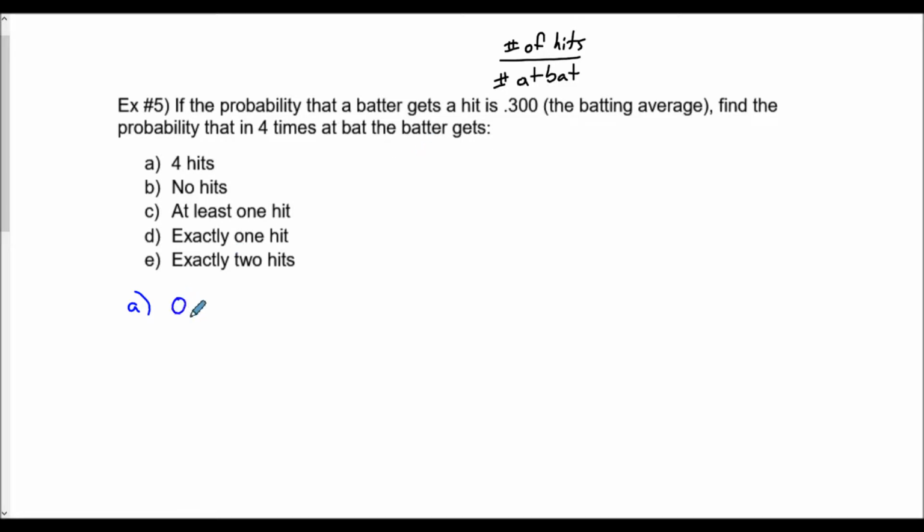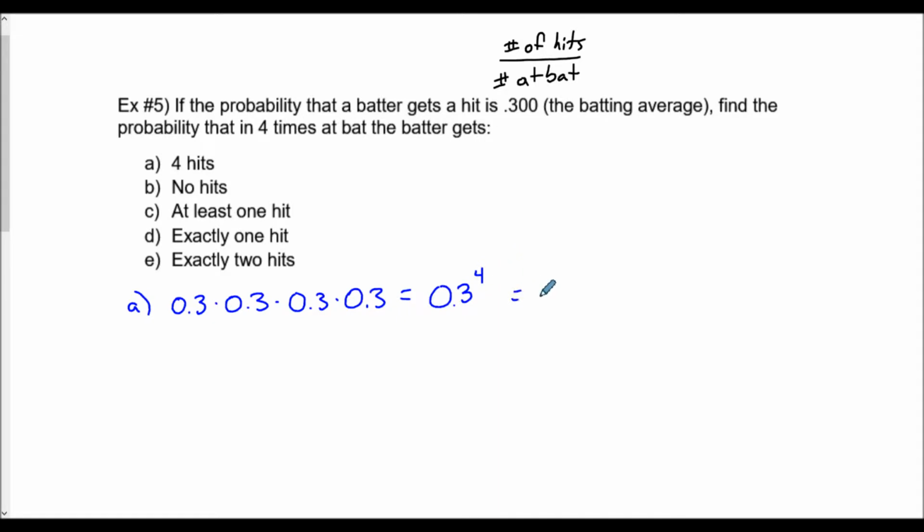So the probability of the first one being a hit is 0.3. Probability of the second one being a hit, 0.3. Third one being a hit, 0.3. Fourth one being a hit, 0.3. Which means, tying back to our grade 9, 0.3 to the power of 4.